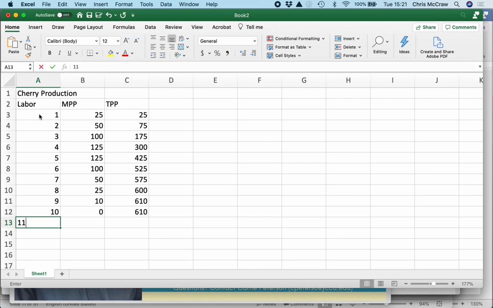The next day, hey, let's try it again. And now, they're in each other's way. They're dropping cherries on the ground. They're stomping on the cherries. I am now losing production. So my marginal physical product, we were down 20 pounds that we could have harvested. And I am now at 590.